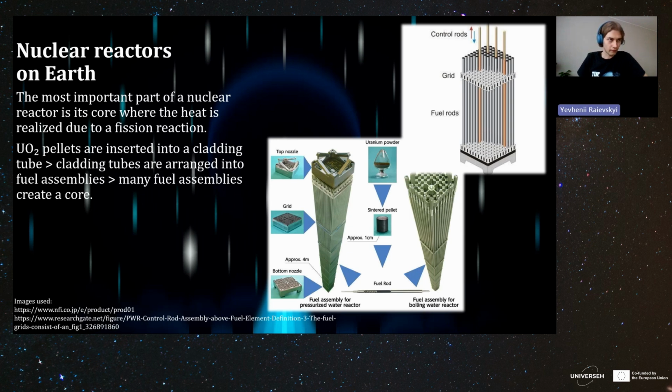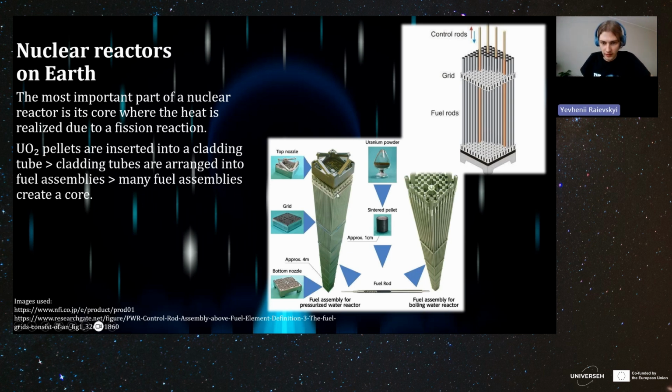And these pellets here, cylindrically shaped, are stacked inside long sealed metal tubes made of zirconium alloy. These long tubes are called fuel rods. Inside of those fuel rods, there are a lot of these small uranium dioxide pellets, and those rods are grouped by the hundreds into a fuel assembly.